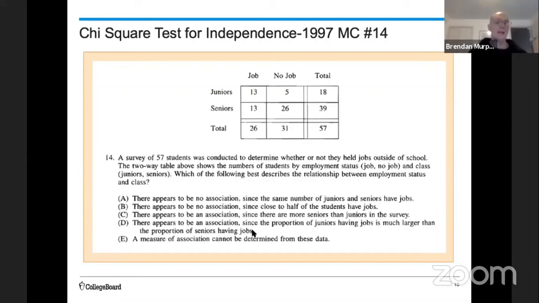And again, I like to actually give this problem to my students long before we get to chi-squared, and sometimes long before they even get to AP Stats, just thinking about working with two-way tables, seeing if there's some relationship between job status and your year in high school.